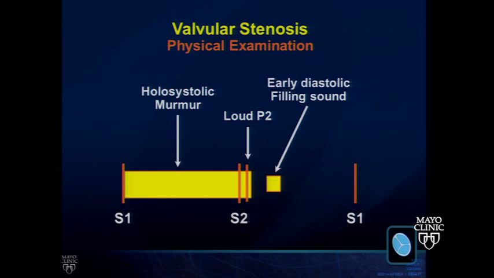But remember, if it's truly severe, you're going to have a loud holosystolic murmur. And some of our mitral valve prolapse patients who only have a late systolic murmur don't have severe mitral regurgitation. They still have intact chordae. They may have prolapse and they may have a late systolic murmur, but it's not severe mitral regurgitation. Severe mitral regurgitation means a disruption of the mitral valve, so it's going to be a loud holosystolic murmur.